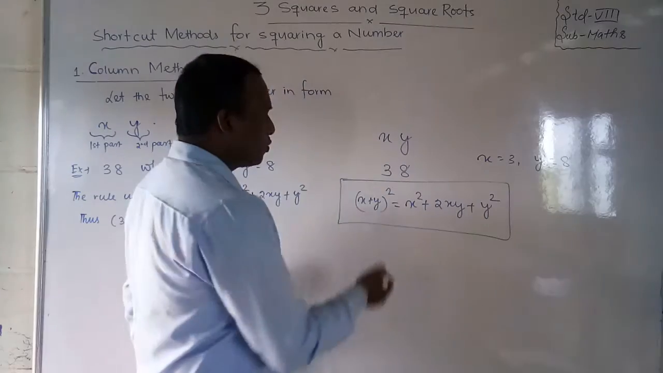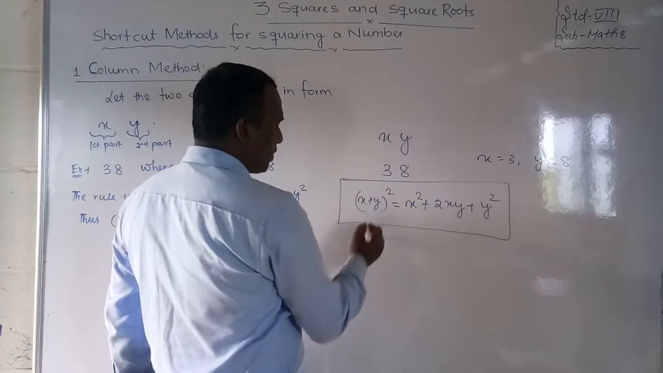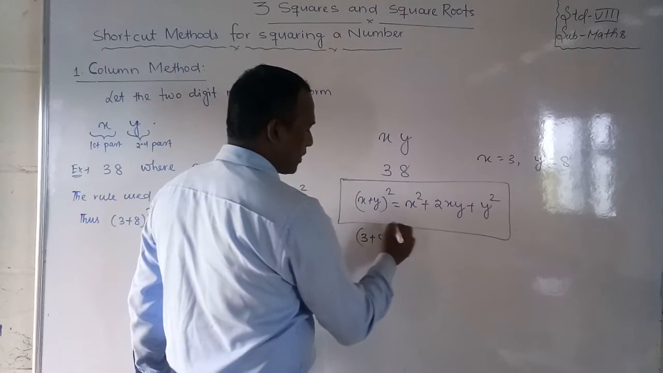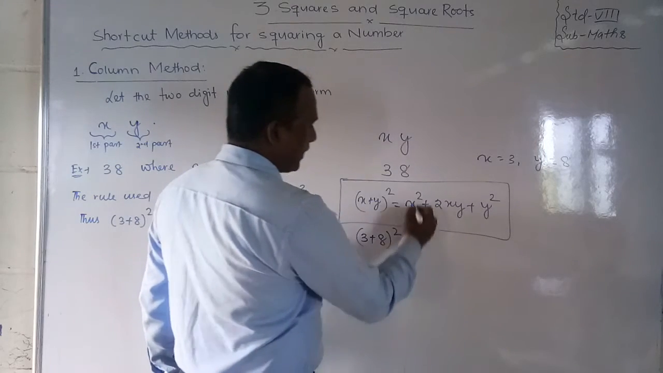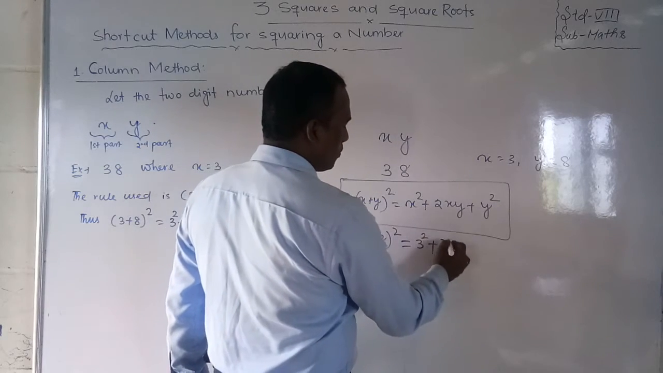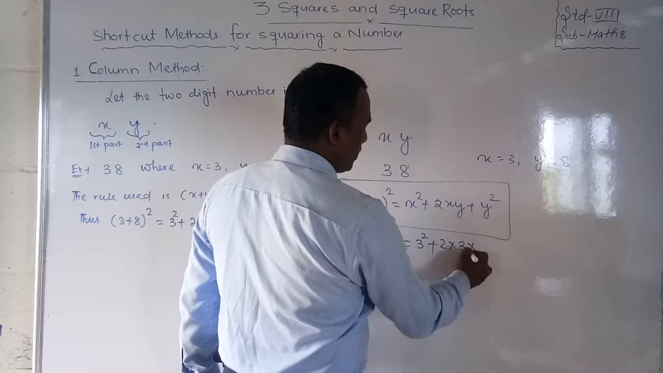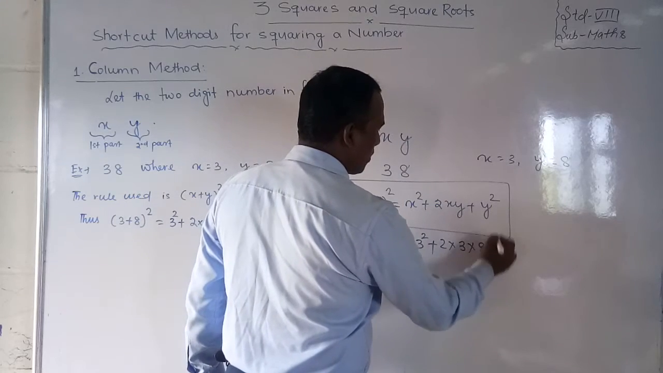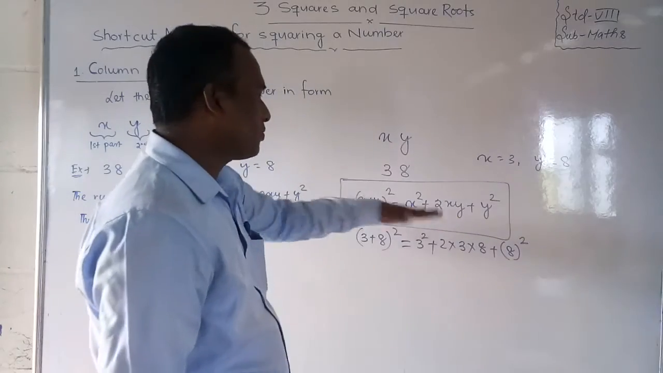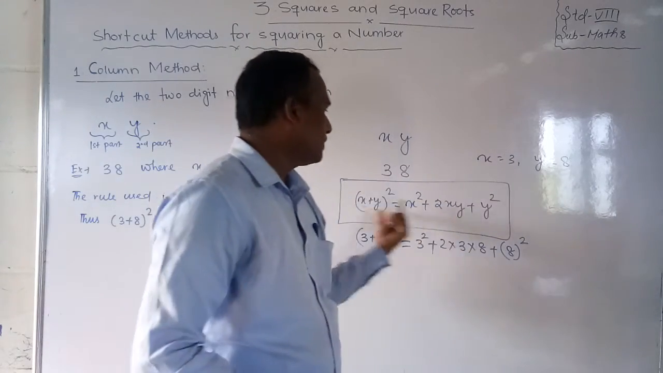Now put the values. The x value is 3 plus the y value 8, whole square, is equal to 3 square plus 2 into x value 3 into y value 8 plus y value 8 whole square. Did you understand this? I substituted the values of x and y in this equation.